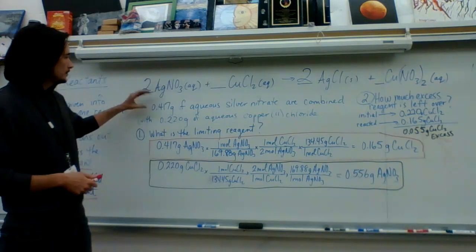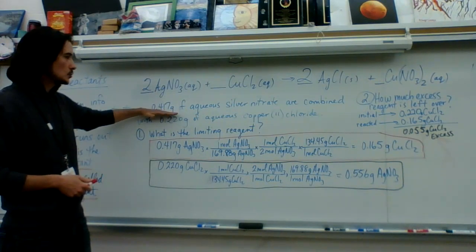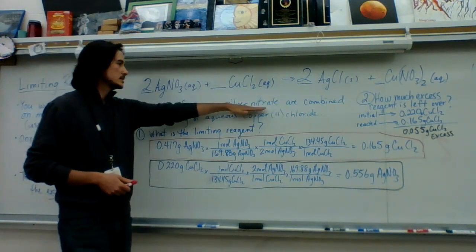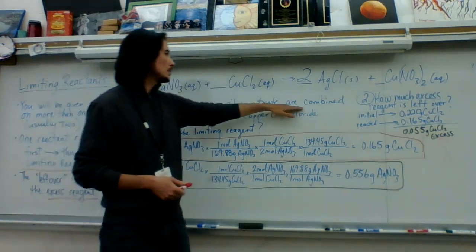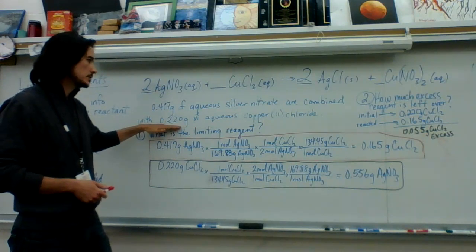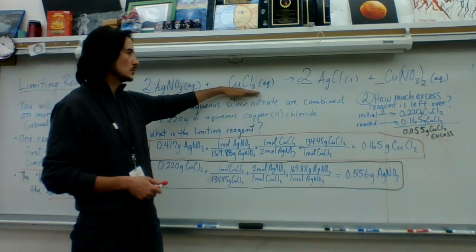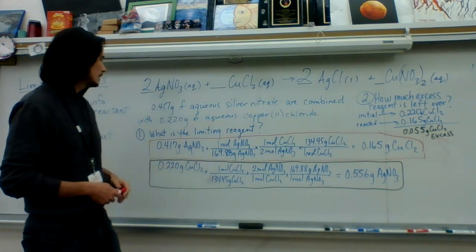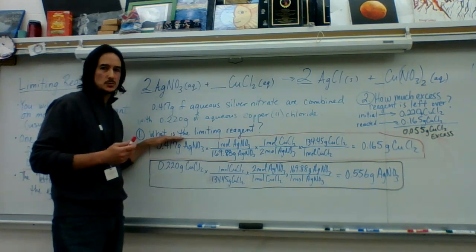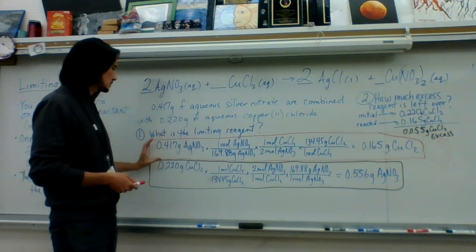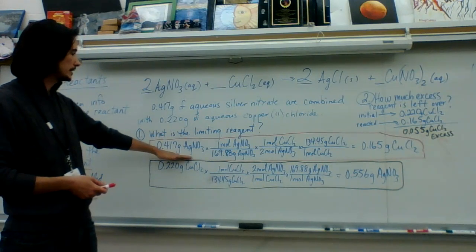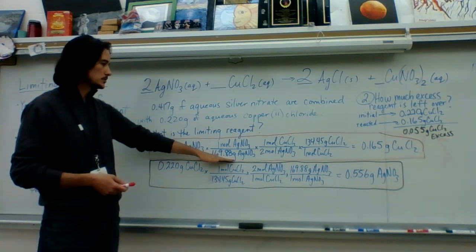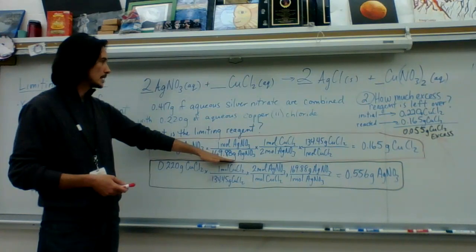So I wrote down a problem. We got 0.417 grams of aqueous silver nitrate, combined with 0.220 grams of aqueous copper 2 chloride. You can see that. First question you should be able to answer is, what is the limiting reagent? So I worked it through here. I started with the 0.417 grams of silver nitrate. I converted to moles using the molar mass.